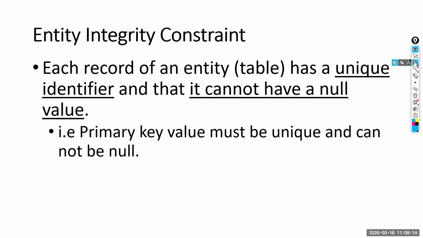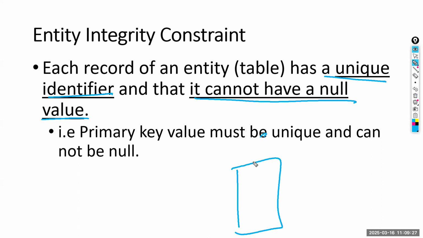So entity integrity constraint says, for each record, your primary key value must be unique and it cannot have null. So if a particular field is your primary key, you can't have the same value twice. And also you can't have null values. You may have null values for other fields, but not for the primary key. So primary key must be unique and not null.